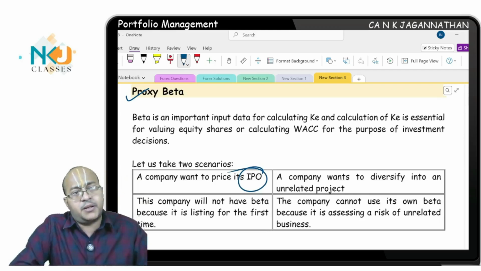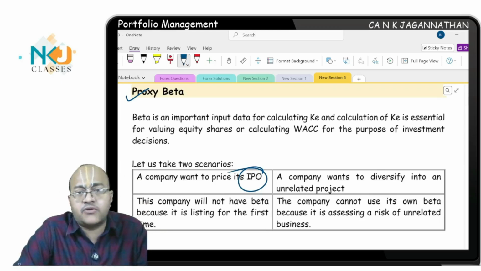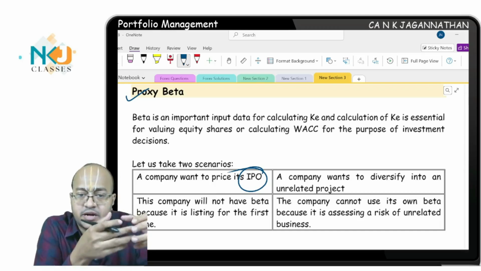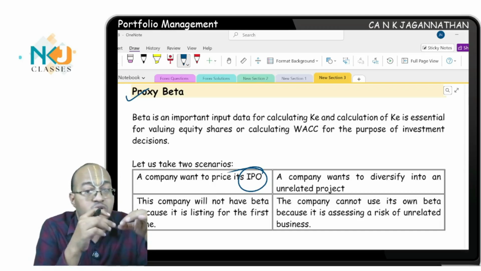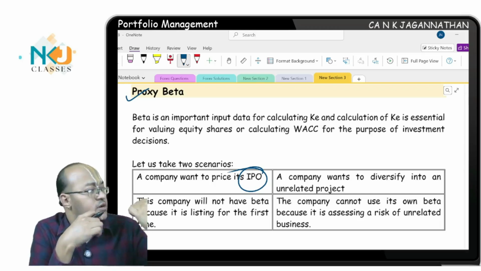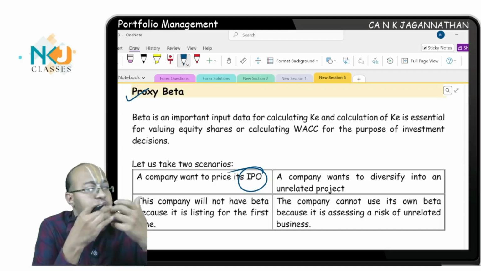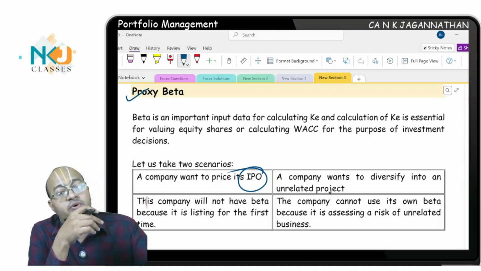Why? Because, what is the beta formula? Risk of the security divided by risk of the market into the correlation of S and M. Now, risk of the security, how will you analyze it? You will take historical data and analyze it. Are you understanding? Ex-post data or ex-ante data. But for that, the company has to be listed for n number of years.